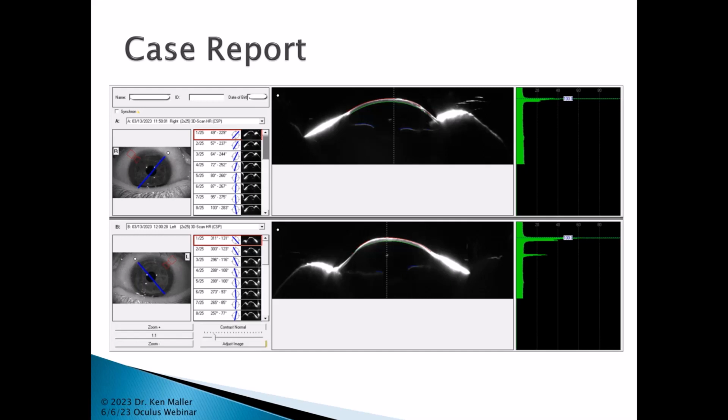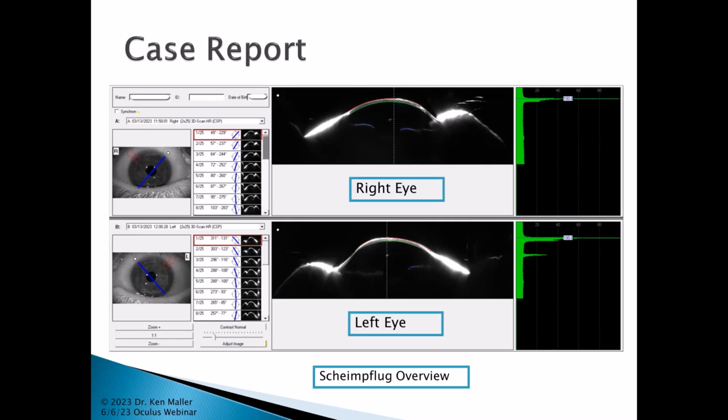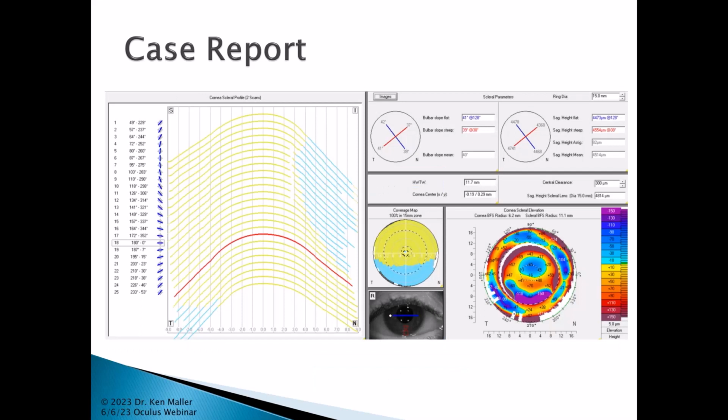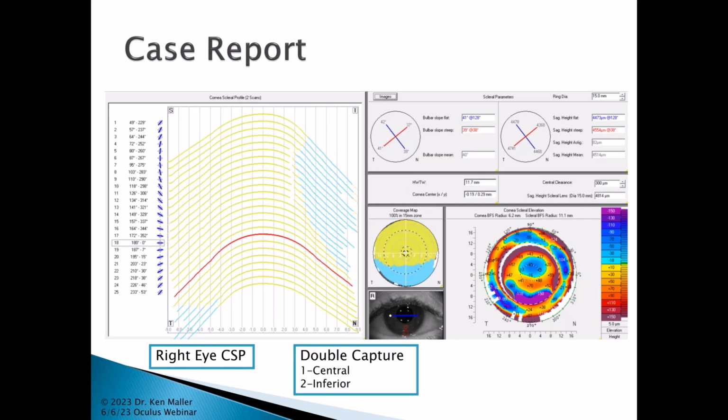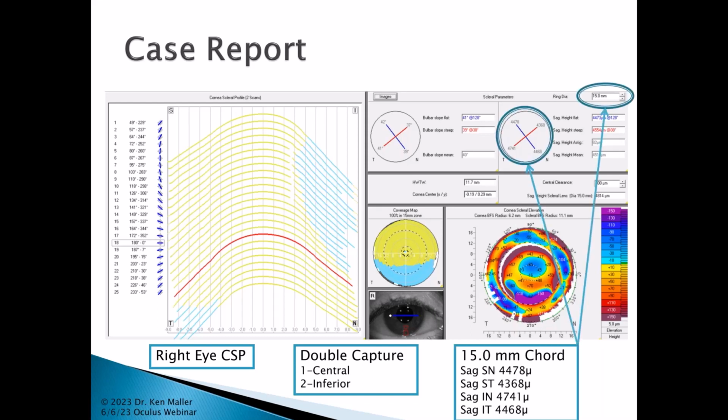So if we take a look at her scans, you can see the right eye is on the top and the left eye is down at the bottom on these Scheimpflug images. And we can see from the CSP report of this eye here, I was able to do a double capture, which is pretty nice, the central capture and the inferior capture. And at a chord of about 15 millimeters, which was what I had been planning for this lens design, I actually got very nice data from the Pentacam to design up a wave lens for him.